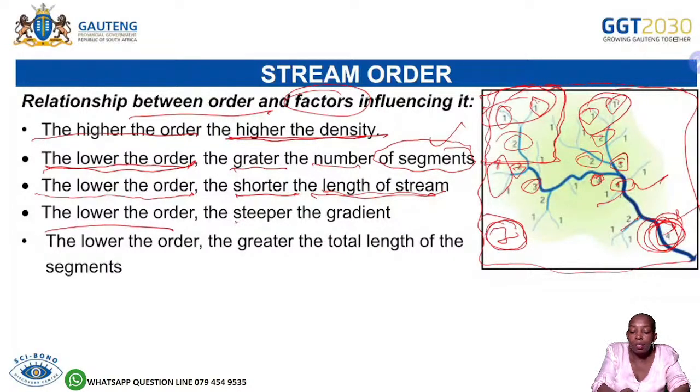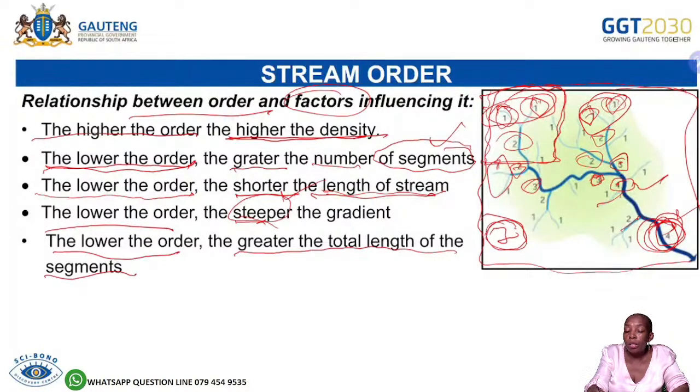So the lower the order, the steeper the gradient. That's another thing. So where all these stream orders of order number 1, where we can identify them, it is where the river starts to flow, and then the gradient is steeper then. Right. Then the other thing, the lower the order, the greater the total length of the segments. So if we remain with the stream order that is lower, it's because we've got the greater length of the total streams that we can identify, but they are not changing the order. They remain in the lower order segment.